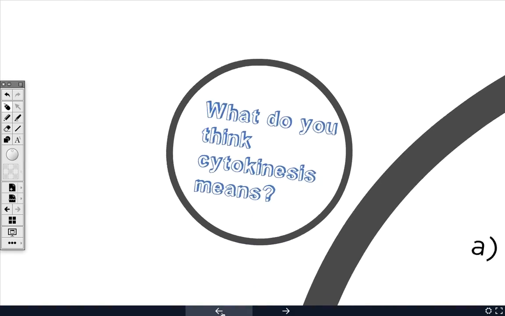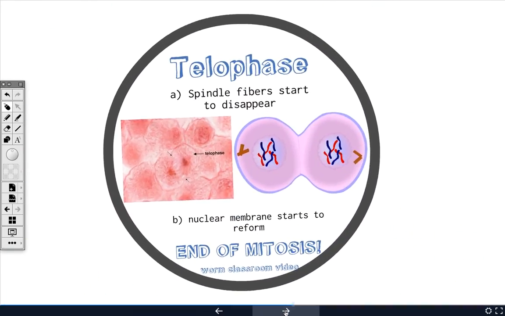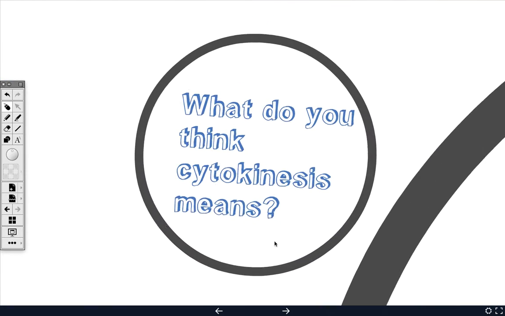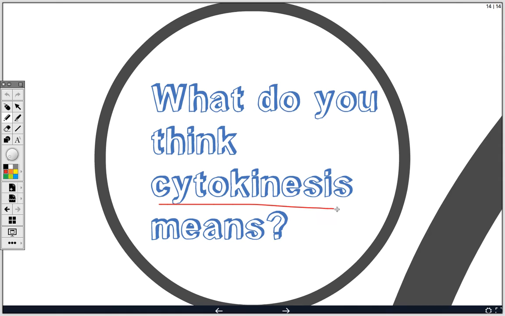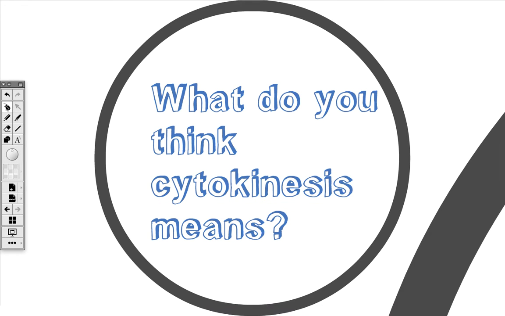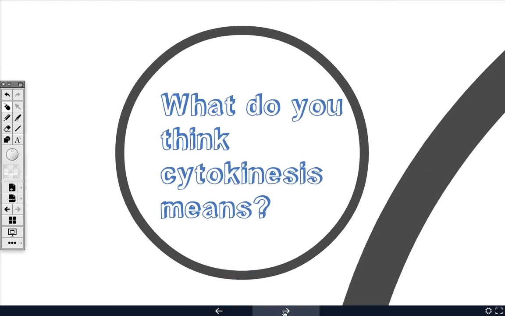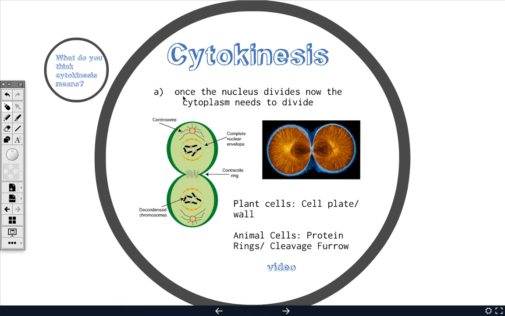And so the last part of our cell division is called cytokinesis. This is not part of mitosis. This is the very last part of the whole cell division process. And cyto is talking about the cytoplasm. Kinesis is talking about the cytoplasm splitting. And so what we would get here in cytokinesis is once the nucleus has been divided, once it's separated on either side, the cytoplasm also needs to divide.